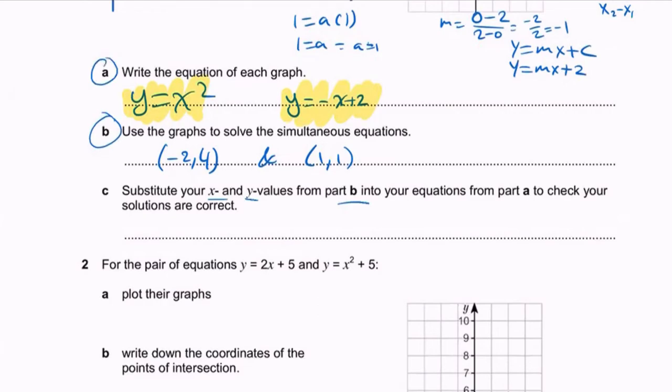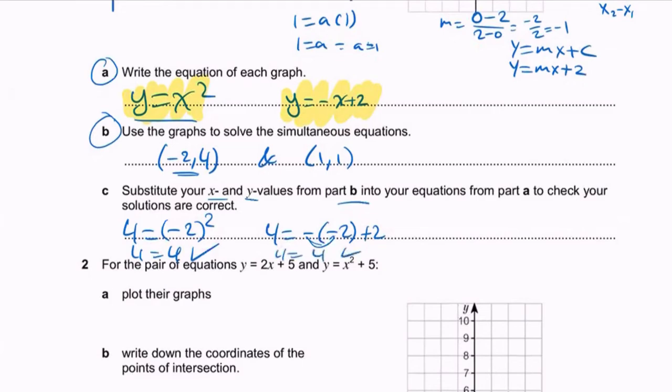Solutions are correct. We said that for a point to be on a curve, it has to satisfy this curve. It means if I substitute, the left hand side and the right hand side have to be equal. So if I put this point in y equals x squared, y is 4 and x squared is negative 2 squared, 4. 4 equals 4, it's correct. If it came out 4 equals 5, there's no such thing, so I'd have a problem. Let's put it in the straight line. y is 4 equals negative 2 plus 2. Negative means positive, so 4 equals positive 2 plus 2, so 4, which is also correct.